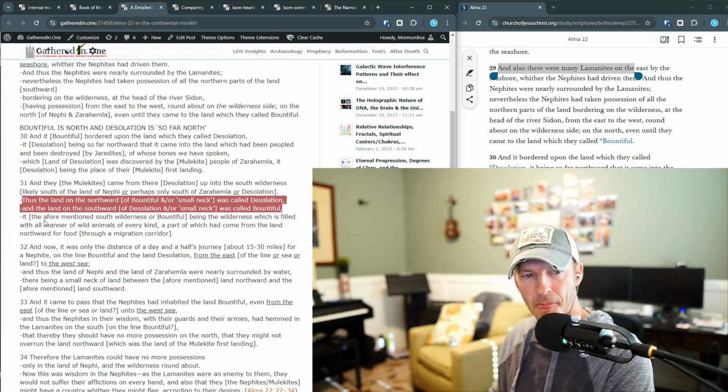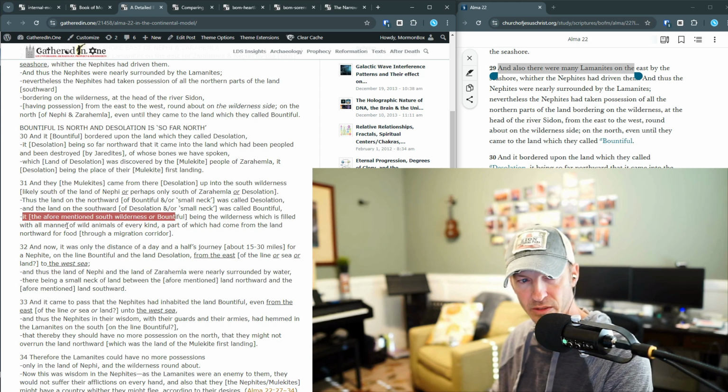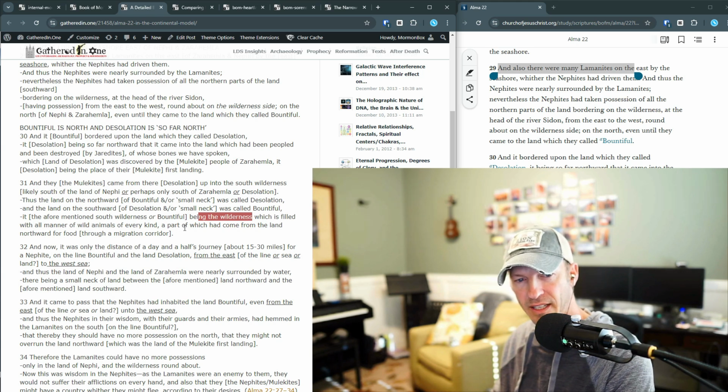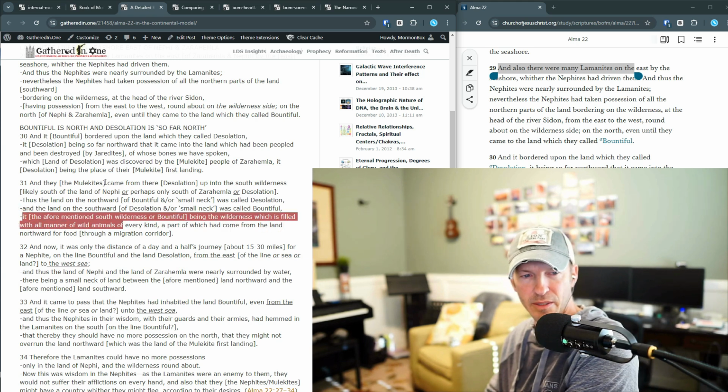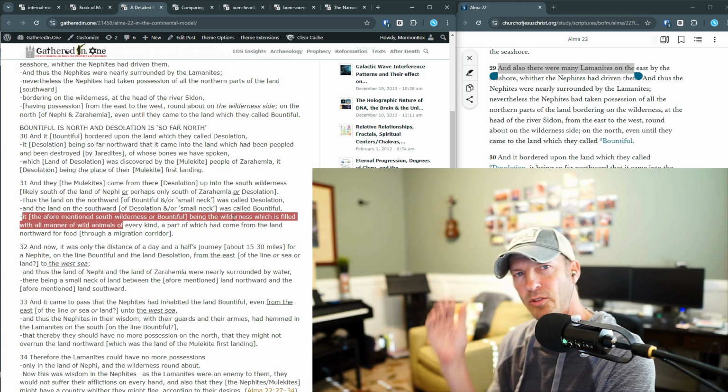Okay, let's move on. A minute ago we were talking about the wilderness. So here it is going to be referring to the wilderness, obviously. It being the wilderness, which is filled with all manner of wild animals of every kind, a part of which had come from the land northward for food. Okay, so this same wilderness that we were talking about before has animals coming from the land northward for food.